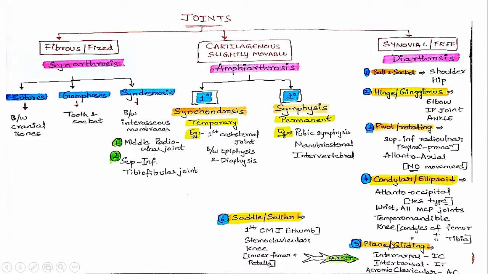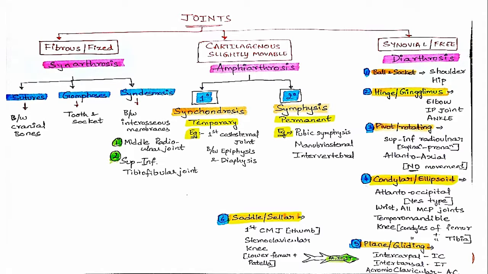For the saddle or sellar joint type, we have the first carpometacarpal joint, the sternoclavicular joint, and the knee joint, as I said earlier. So this is an overview of the joints classification. Just go through it slowly once again, and it is an easy one.